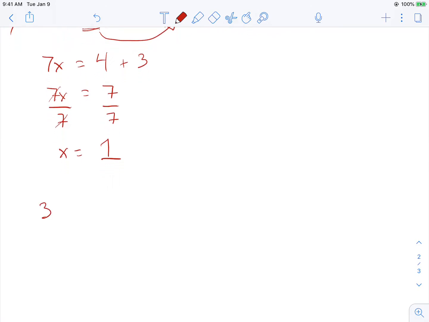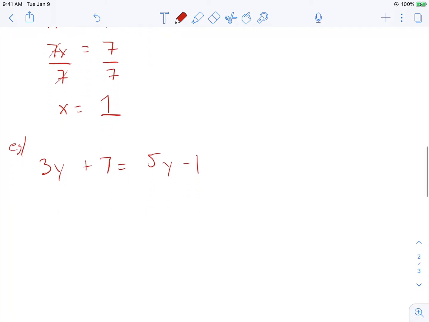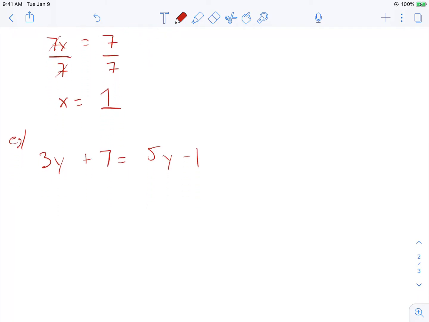Next one, we have 3y plus 7 equals 5y minus 1. So now we have a couple of things happening. We don't just have variables on the left or the right, we have variables on the left and the right. So we can pick and choose. Do we want to move all our variables to the right side or the left side? And the best part is it doesn't matter. Whatever you choose, you will end up with the right answer as long as you follow the right steps.